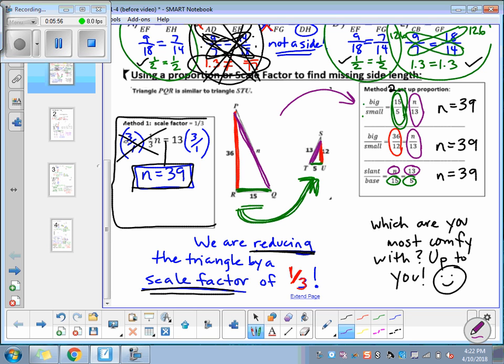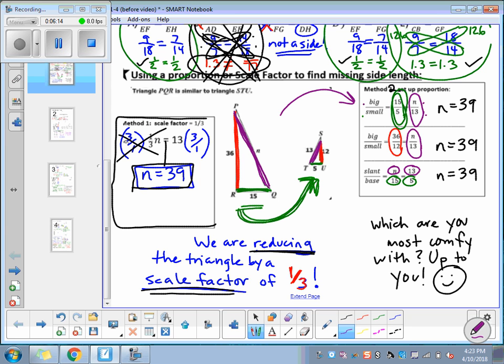Now, if we're trying to find n, n goes with the big shape, so that's why it's there in the numerator. And our 13 is with the small shape, so that's why it's in the denominator. Right there, you can cross multiply and divide, and you'll get a 39. A lot of people see that.